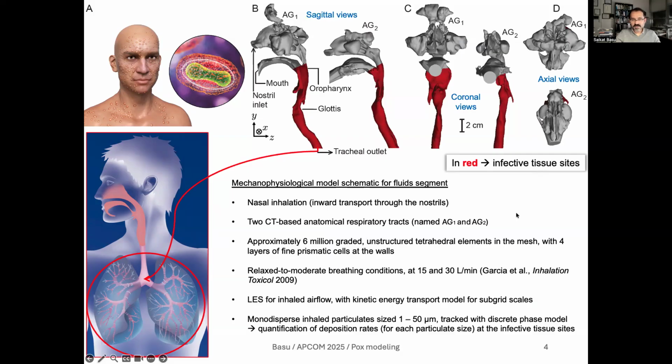We are especially figuring out the deposition rates of these particulates along these red regions in the airway, which are the main initial infective sites for smallpox in the respiratory tree. The bronchial region is also infective, so we are also recording the particulates that are escaping through the tracheal outlet and moving downwind into the lung cavity.